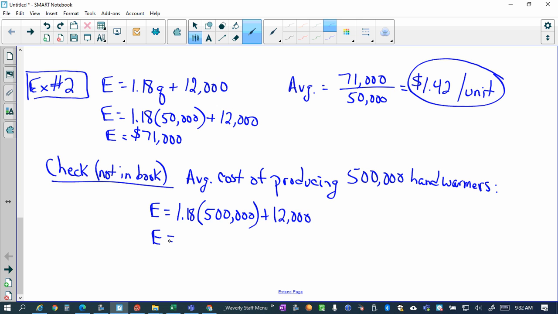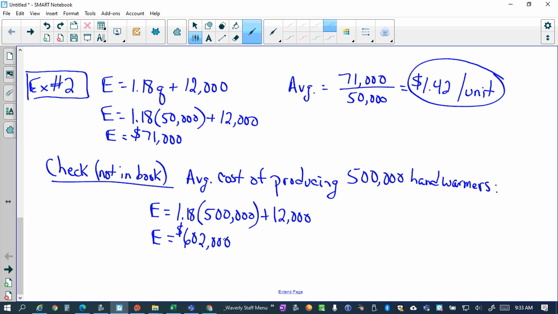Did we get the total expense yet for 500,000? What is it? 602,000. Let me double check that real quick. So 1.18 times 500,000 plus 12,000 is 602,000. How about that? $602,000.